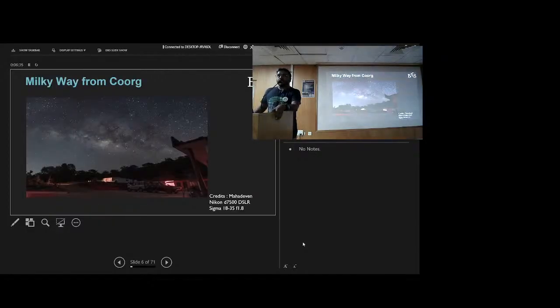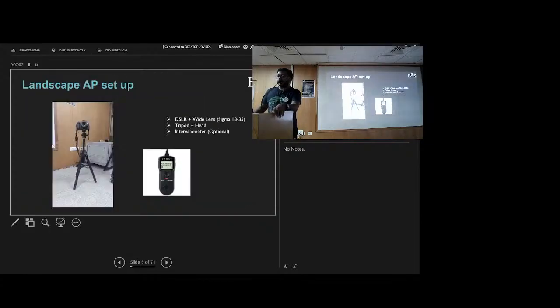Okay, so this was taken by our past member Mahadevan. What do we see here? Is this the summer arm or the winter arm? Summer? Ponder about it. We'll come back to it. So this was taken with a DSLR and with a lens that was an 18 to 35 mm variable lens at f-stop 1.8. This is a very typical, very simple setup.